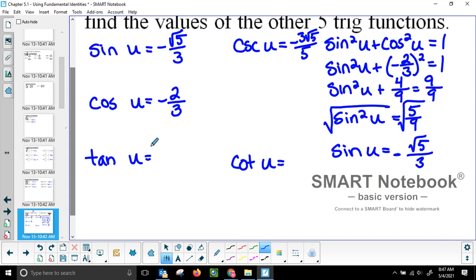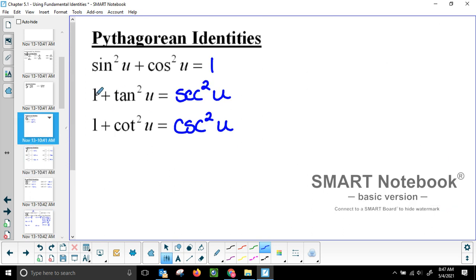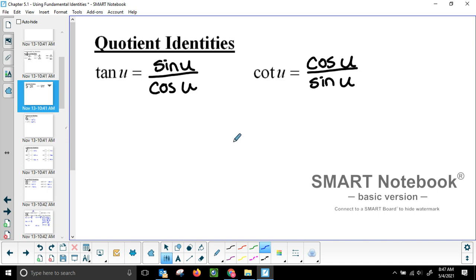Okay, so all I need now are tangent and cotangent. There's multiple different ways that we could do this. We could use either one of these, because I have secant and I have cosecant. So I could use either of those. That would be fine. I think these are actually a little bit easier. I'll go ahead and just use this one since it's the first one.